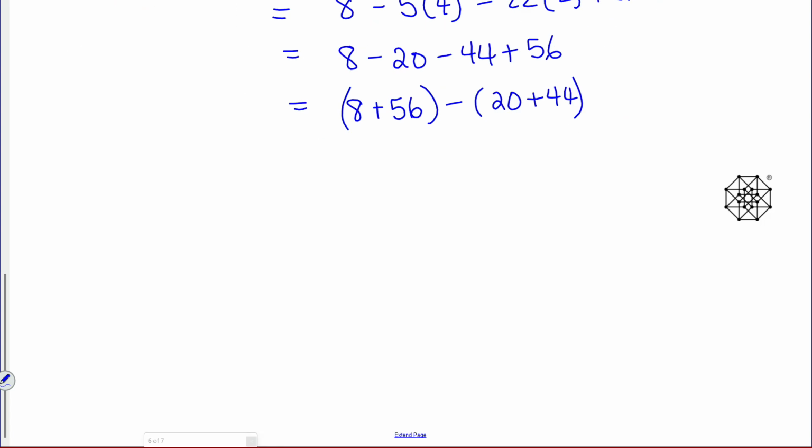And let me extend the page a little bit. 8 plus 56 is 64. 20 plus 44 is 64. And that is in fact a 0.